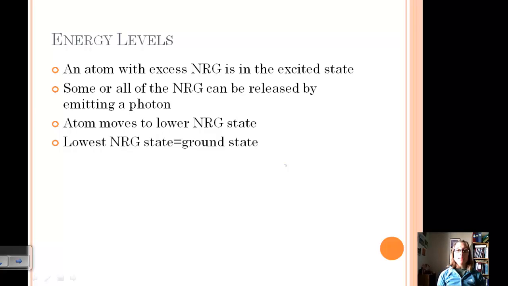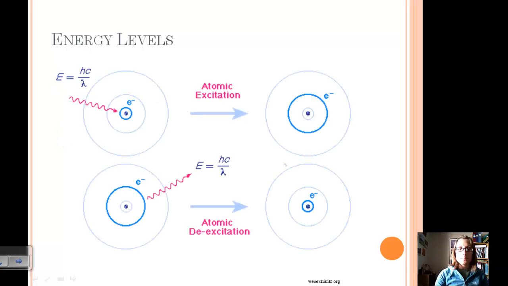And the reason we call it the ground state is because electrons are constantly fighting that attraction from the nucleus. And so if they're given energy, they're able to jump away from the nucleus. But once they lose that energy, now the pull of the nucleus is causing them to become closer.